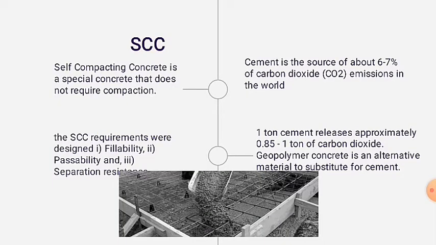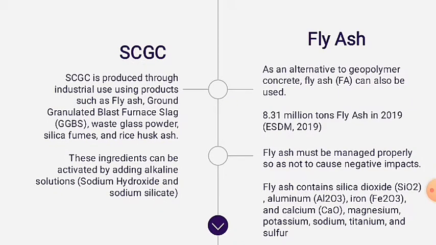But the increasing use of concrete also increases the use of cement, which can have a big negative impact on the environment. Geopolymer concrete is an alternative material to substitute for cement, but it has a problem due to its viscosity. To solve this problem, self-compacted geopolymer concrete, or SCGC, has been introduced. SCGC is produced through industrial by-products, using materials containing extra alumina and silica. This ingredient can be activated by adding alkaline solution.